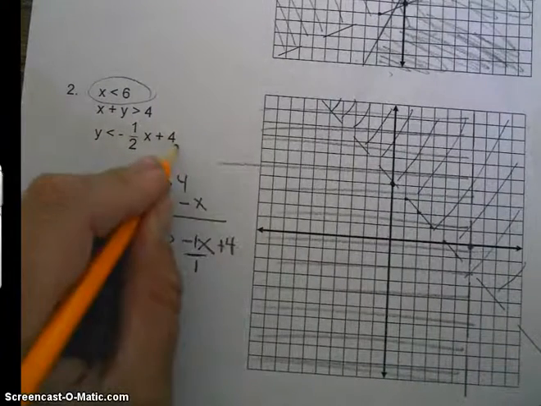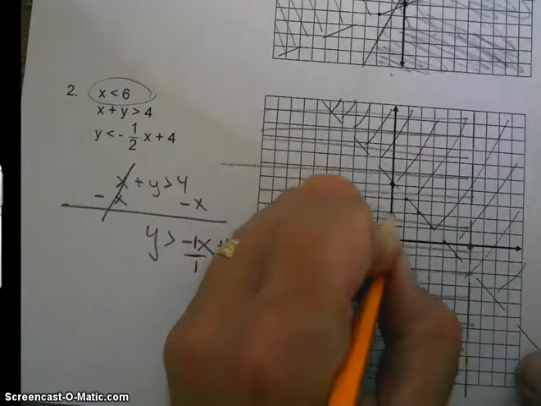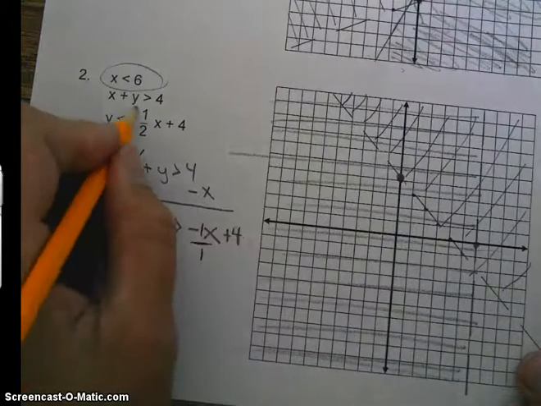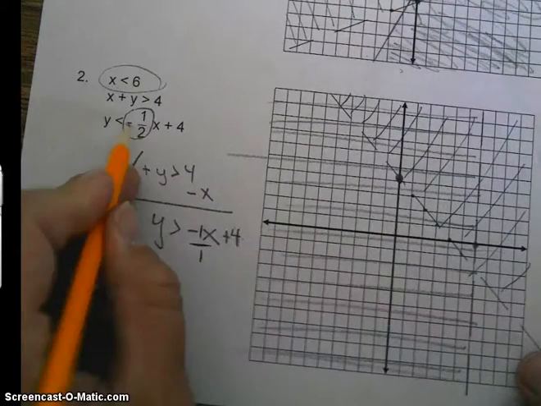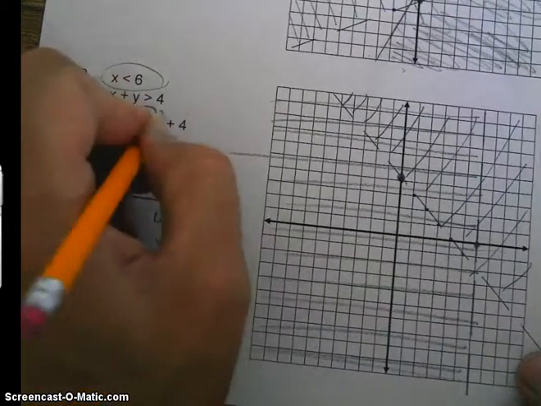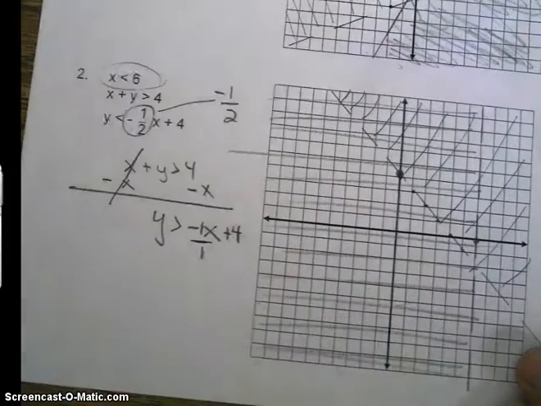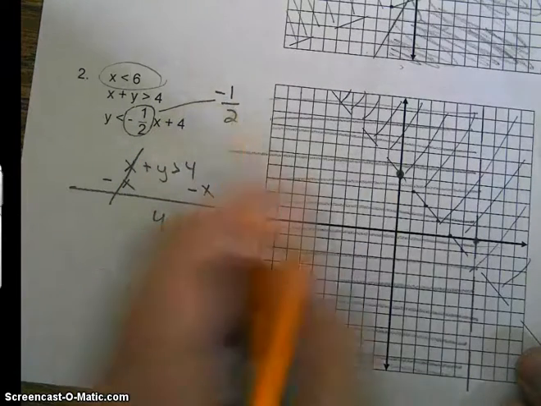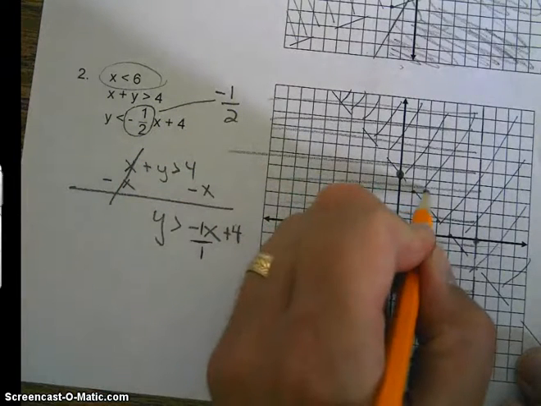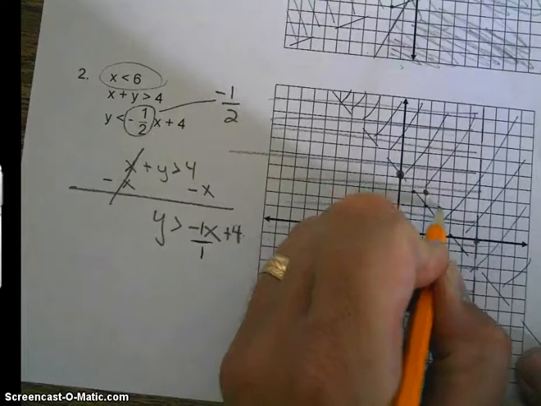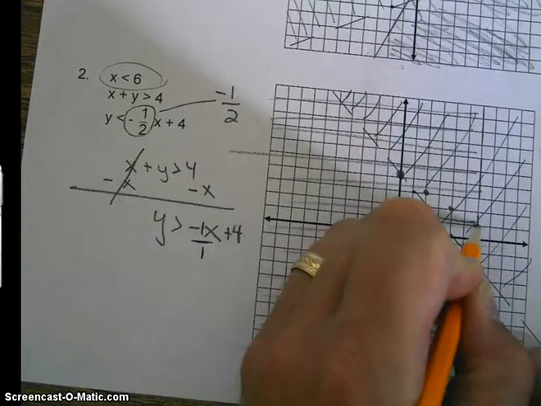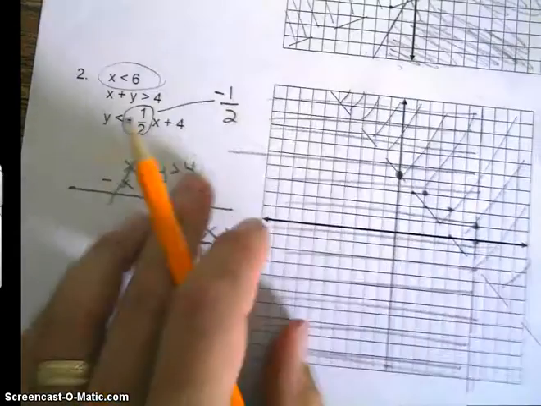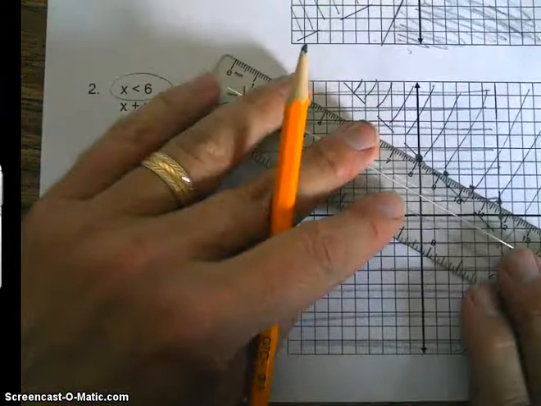This one we're going to have a starting point at 4. So 1, 2, 3, 4. So we're going to have a similar starting point. And notice this slope. Put the negative on the top number. Don't put it on both. Put it on the top number. So that way we know we're going to go down 1, right 2. So down 1, right 2. Again, this is going to be a dashed line since there's no equal part.